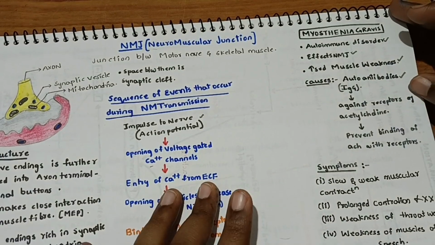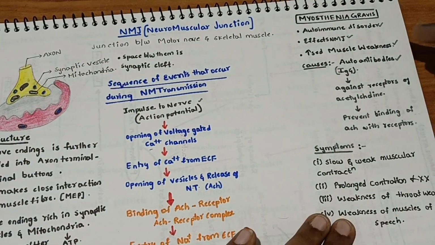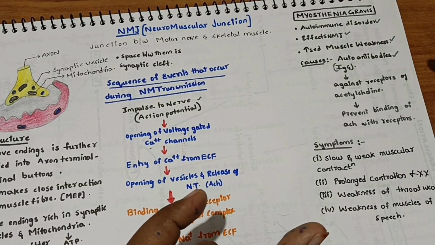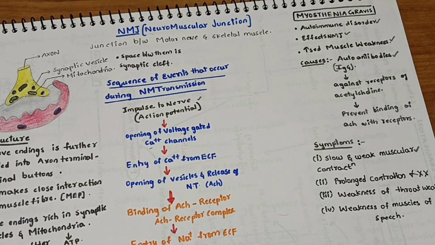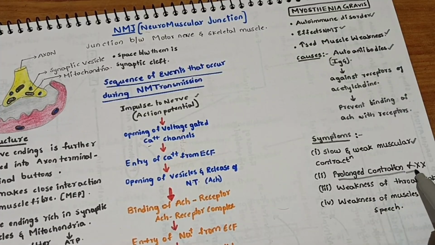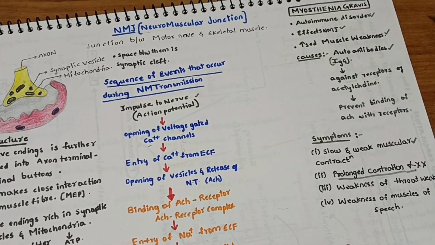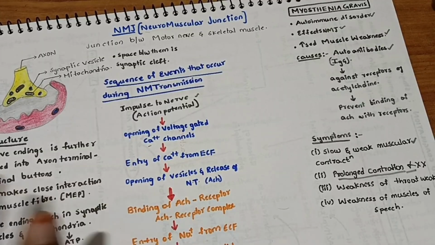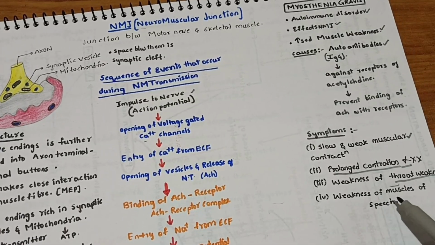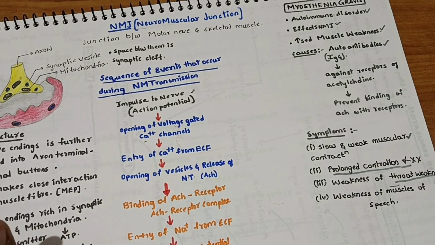So what are the symptoms? What are the clinical features the patient comes with? There will be slow and weak muscular contraction, and no prolonged contraction. A person cannot contract for a long time. There will be weakness of the throat and weakness of the muscles of speech.